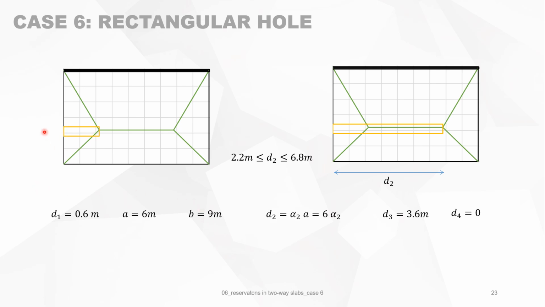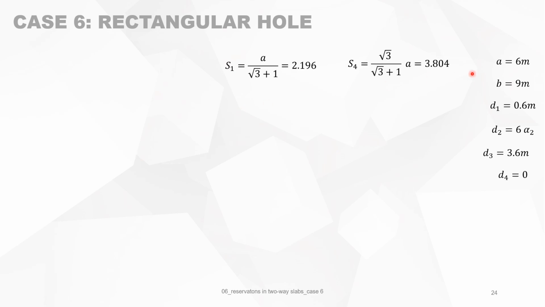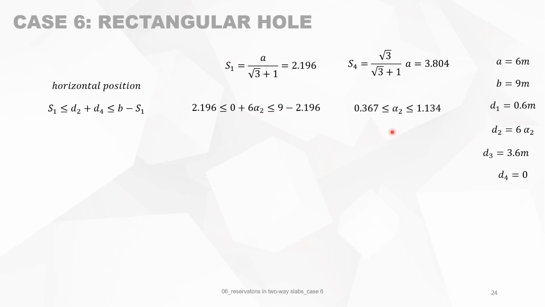And our parameter now is D2. This is the variable parameter, D2. And we know from the geometry, D2 can go from 2.2 meters to 6.8 meters. And this is D2 over A. So those were the conditions. We can calculate S1 and S4. The horizontal position, we will check all the different conditions. We check again the horizontal position, put in some numbers, and we simplify it, and we see that alpha 2 must be between those two limits.